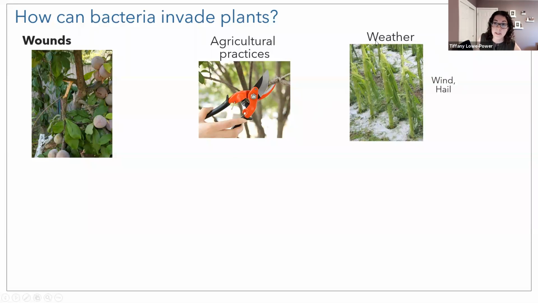Some weather conditions can induce wounds. So wind and hail can both produce wounds. Wind can cause damage, like what we see here. And then hail, the damage of ice falling miles down from the sky, can really shred plants and induce a lot of wounds, so that all of those epiphytic bacteria can get introduced to the endophytic compartments and move from being a commensal stage to causing disease.